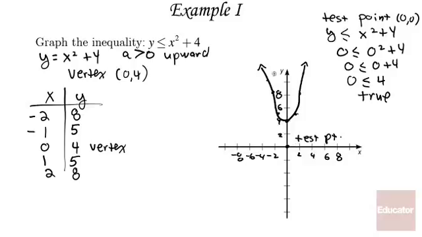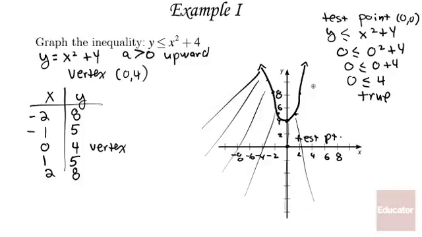Since this is true, the test point is part of the solution set, and this parabola divides this graph into two sections, the area within the parabola and the area outside the parabola. And since this is true, then my solution set lies out here. So again, very similar to graphing linear inequalities, where you find the boundary line by graphing the corresponding equation, and then use a test point to determine where the solution set is.